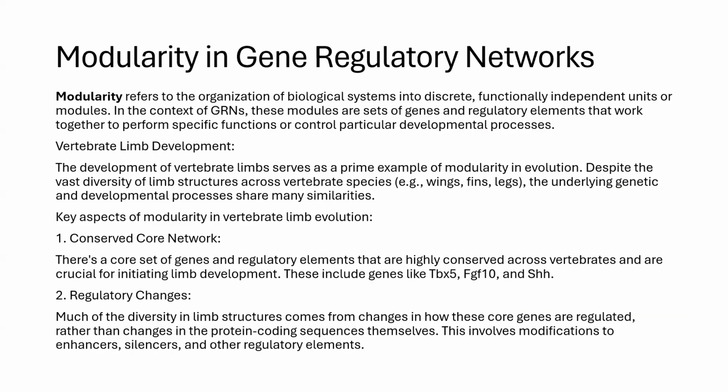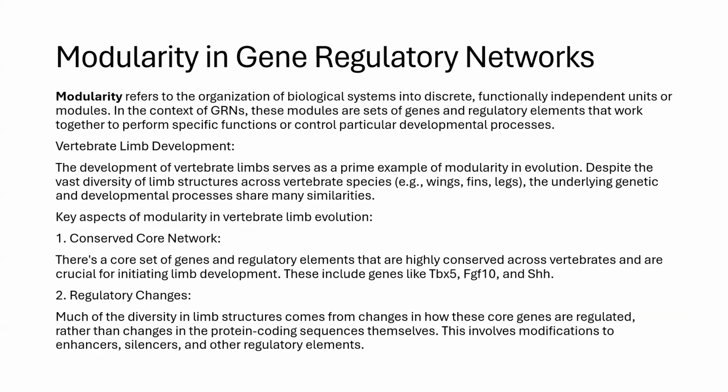So, looking at an example of vertebrate limb development here, part of the modularity allows a conserved core network, and there's that word allows, but part of it has been observed to have a conserved core network. There's a core set of genes and elements that are highly conserved. And in this case, across vertebrates, they're crucial for initiating limb development. And there's a number of genes, including TBX5, FGF10, and SHH.